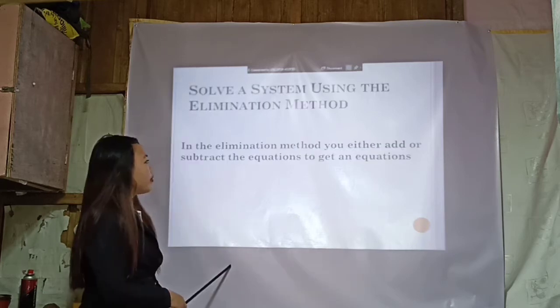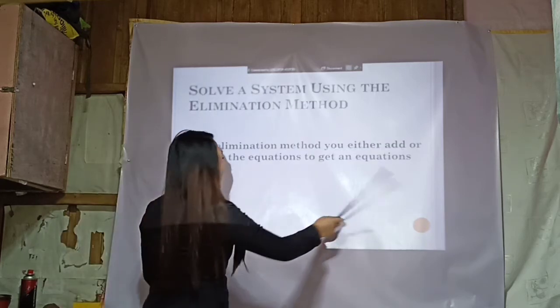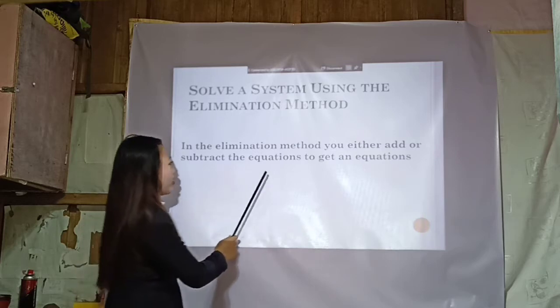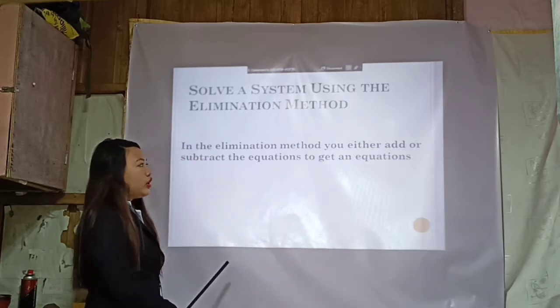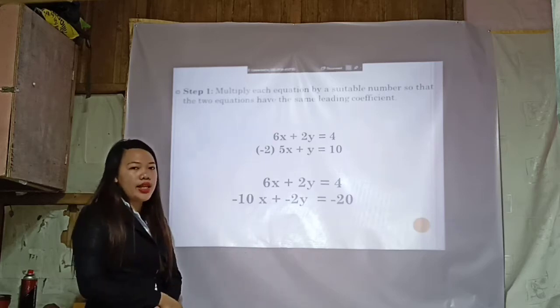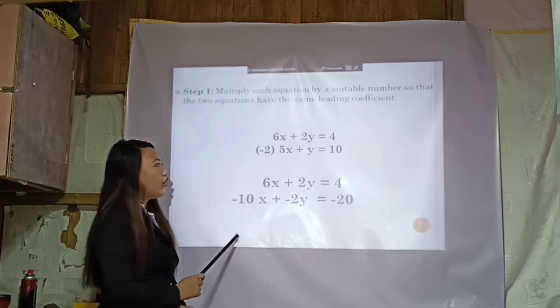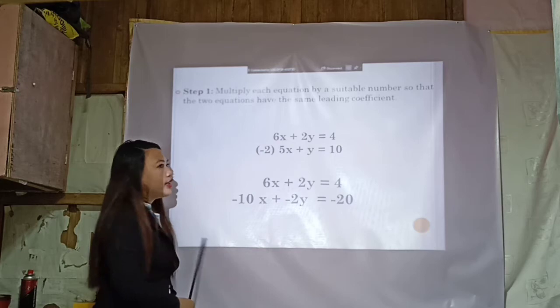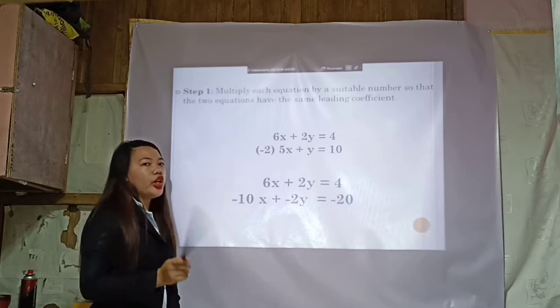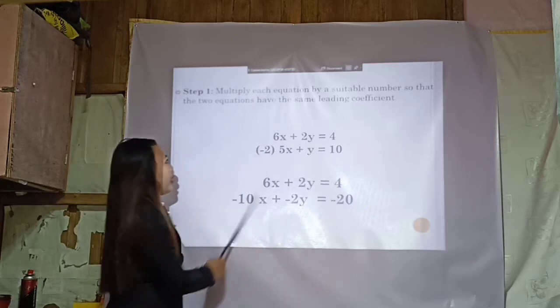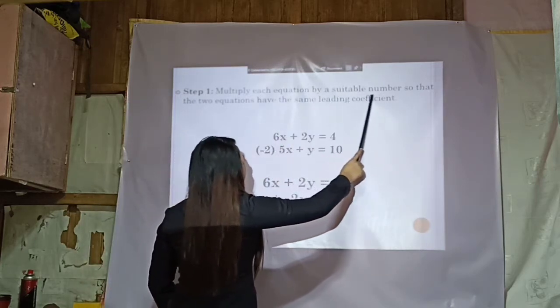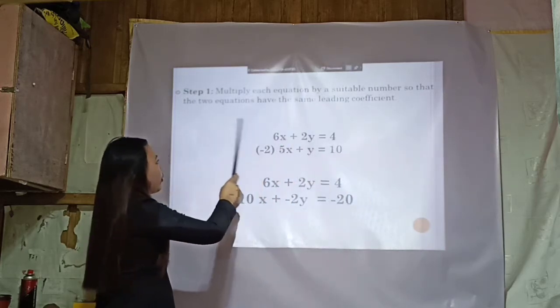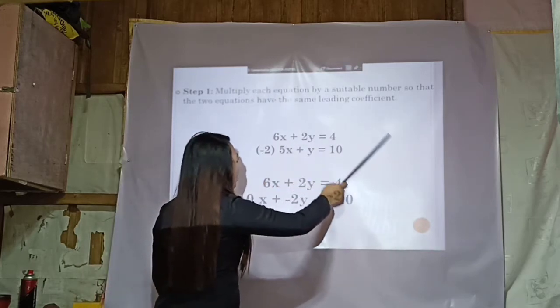In the elimination method, we either add or subtract the equations to get a single equation. So, this is the first step in solving the system of linear equations using the elimination method: multiply each equation by a suitable number so that the two equations have the same leading coefficient.